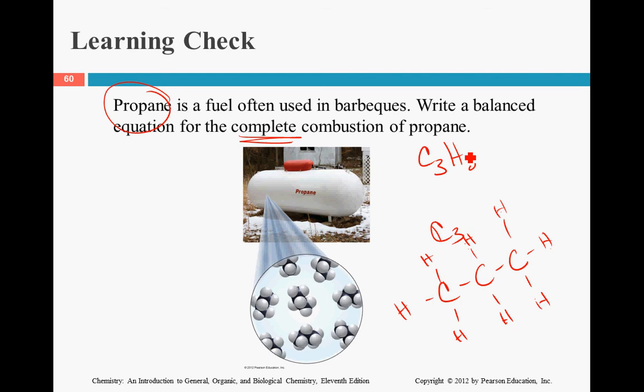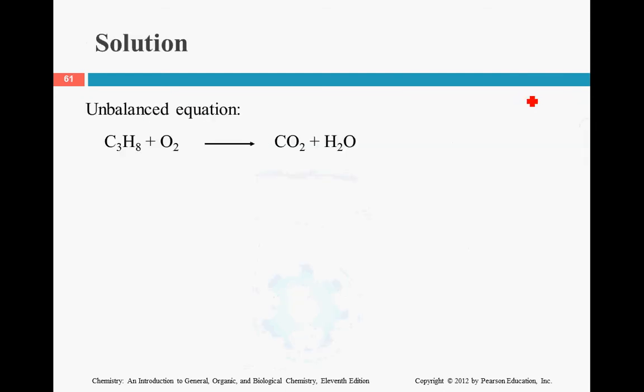For it to go through a combustion reaction, we have to react it with oxygen. And you're always going to produce CO2 and H2O, and some energy, but we're not going to need that for the balancing part. So that's going to be our reaction. That's what we're going to want to balance. C3H8 plus oxygen yields CO2 and H2O. That means we have carbon, hydrogen, and oxygen here.